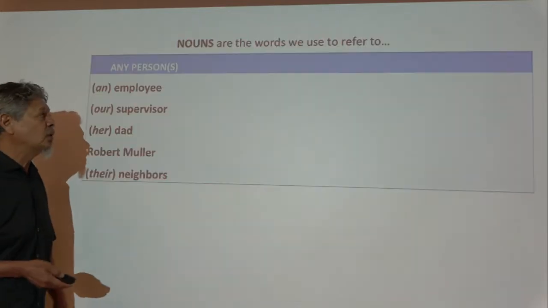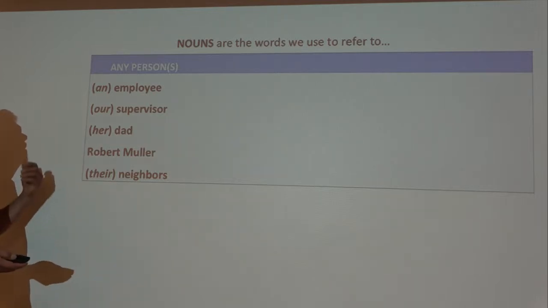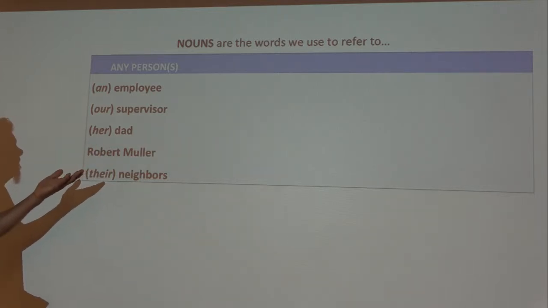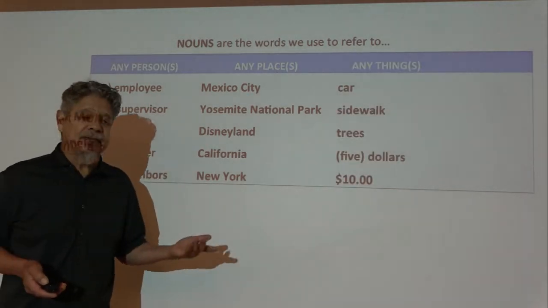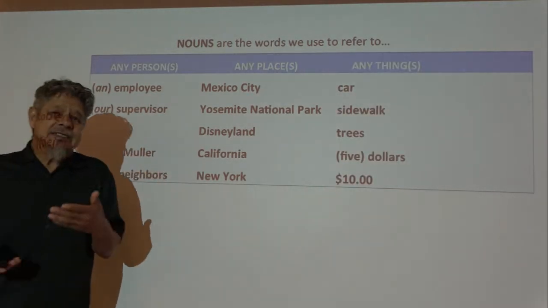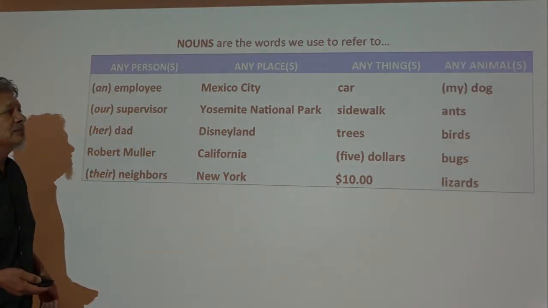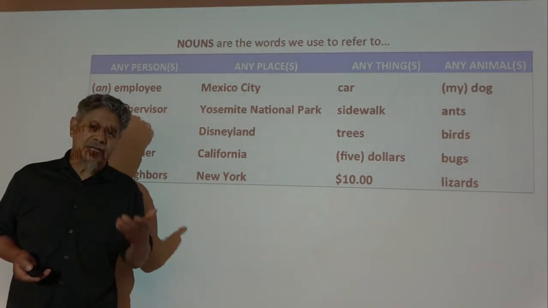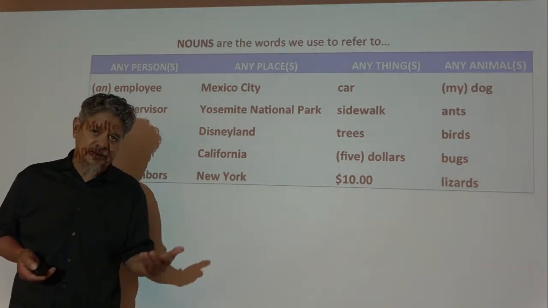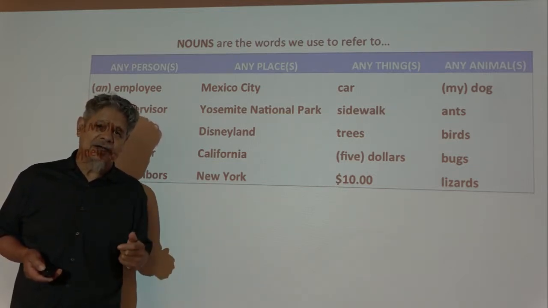Traditionally, we have been told that nouns are the words we use to refer to any persons, places, or things. But that wasn't the whole story because it left out animals. And other nouns are also left out that I'm going to show you. But first, there are three things to keep in mind in identifying nouns.